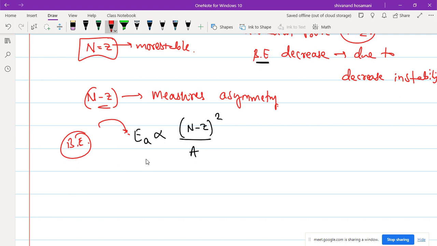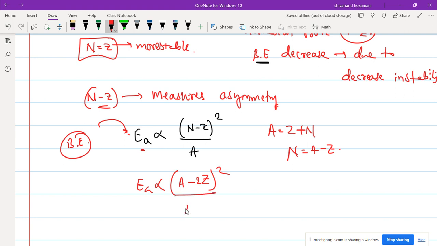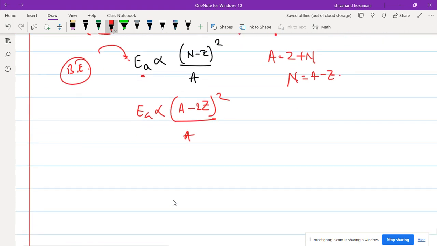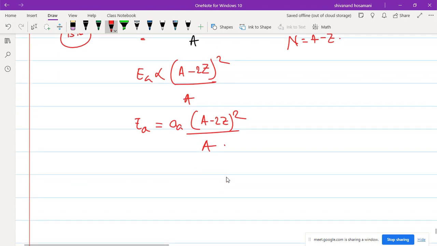Can I write this N minus Z as A minus 2Z? Because A is equal to Z plus N, N is equal to A minus Z. If I replace this N here, then what do I get? E_A is directly proportional to (A minus 2Z) whole square divided by A. So by removing this proportionality, I can rewrite that as E_A is equal to some constant a_A into (A minus 2Z) whole square divided by A, where this a_A is called the asymmetric energy constant. So this asymmetry is due to the variation of neutron number and proton number in the heavier nuclei.